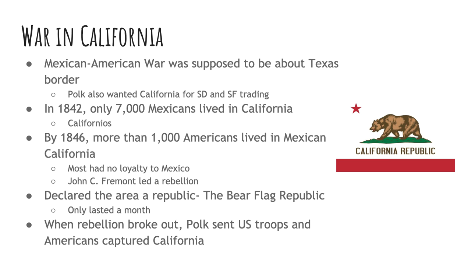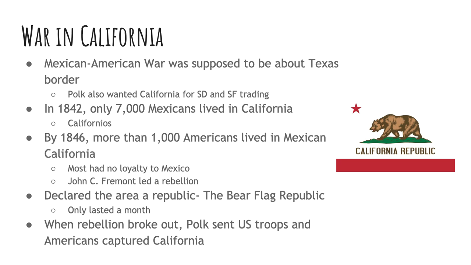And specifically, Polk wanted California because of the cities of San Diego and San Francisco. This would be a very ideal place for trading. And at this time, in 1842, only 7,000 Mexicans lived in California, and they were considered Californios. So it wasn't heavily populated with Mexican people. And more, in 1846, more than 1,000 Americans lived in this area that was considered Mexico. But they didn't have loyalty to Mexico. They were kind of considered Americans.